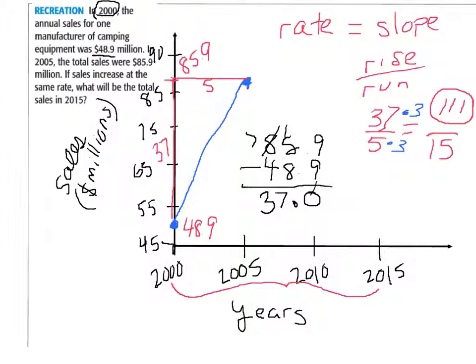So this is how much I would increase. I have to add that to my starting amount. So I have to add 111 to 48.9.